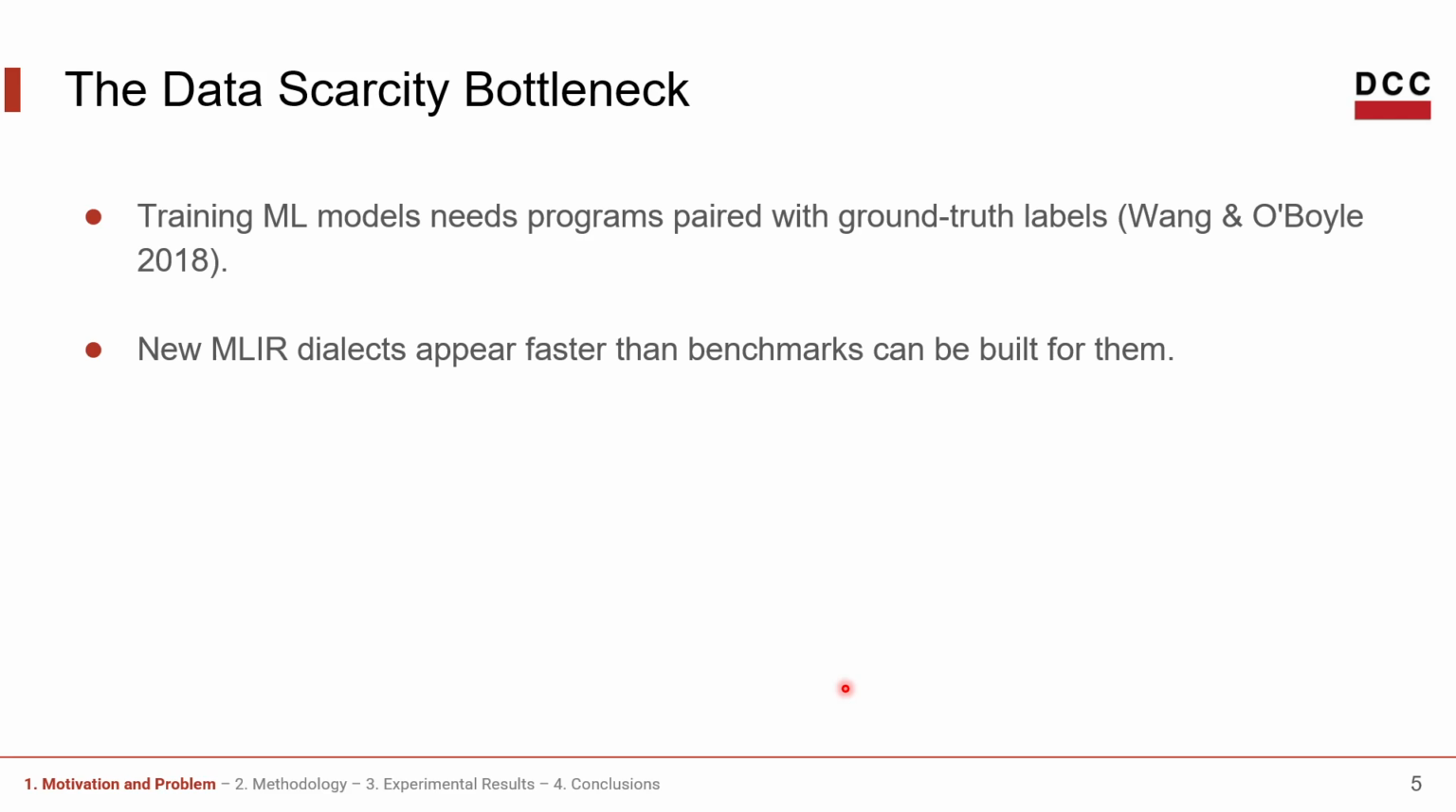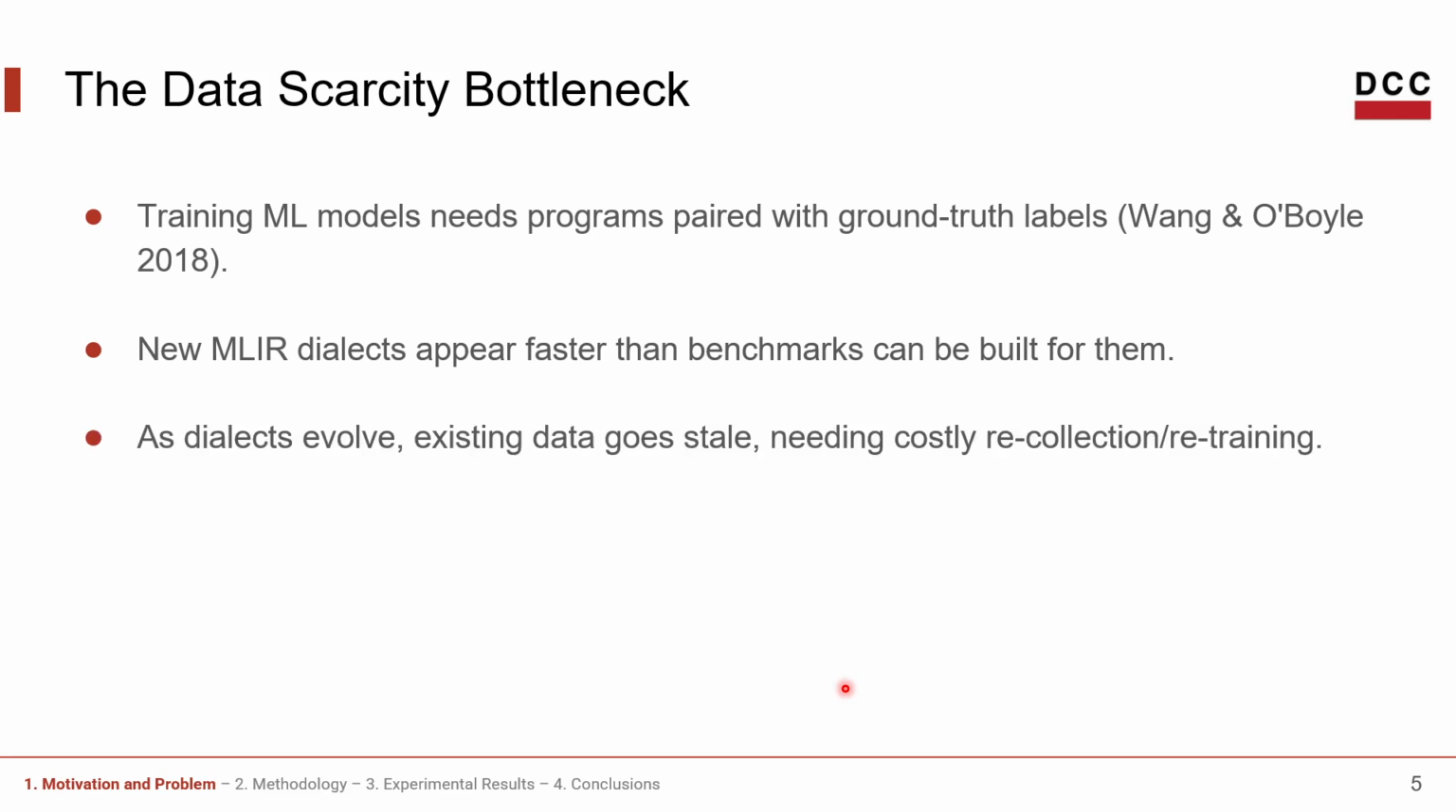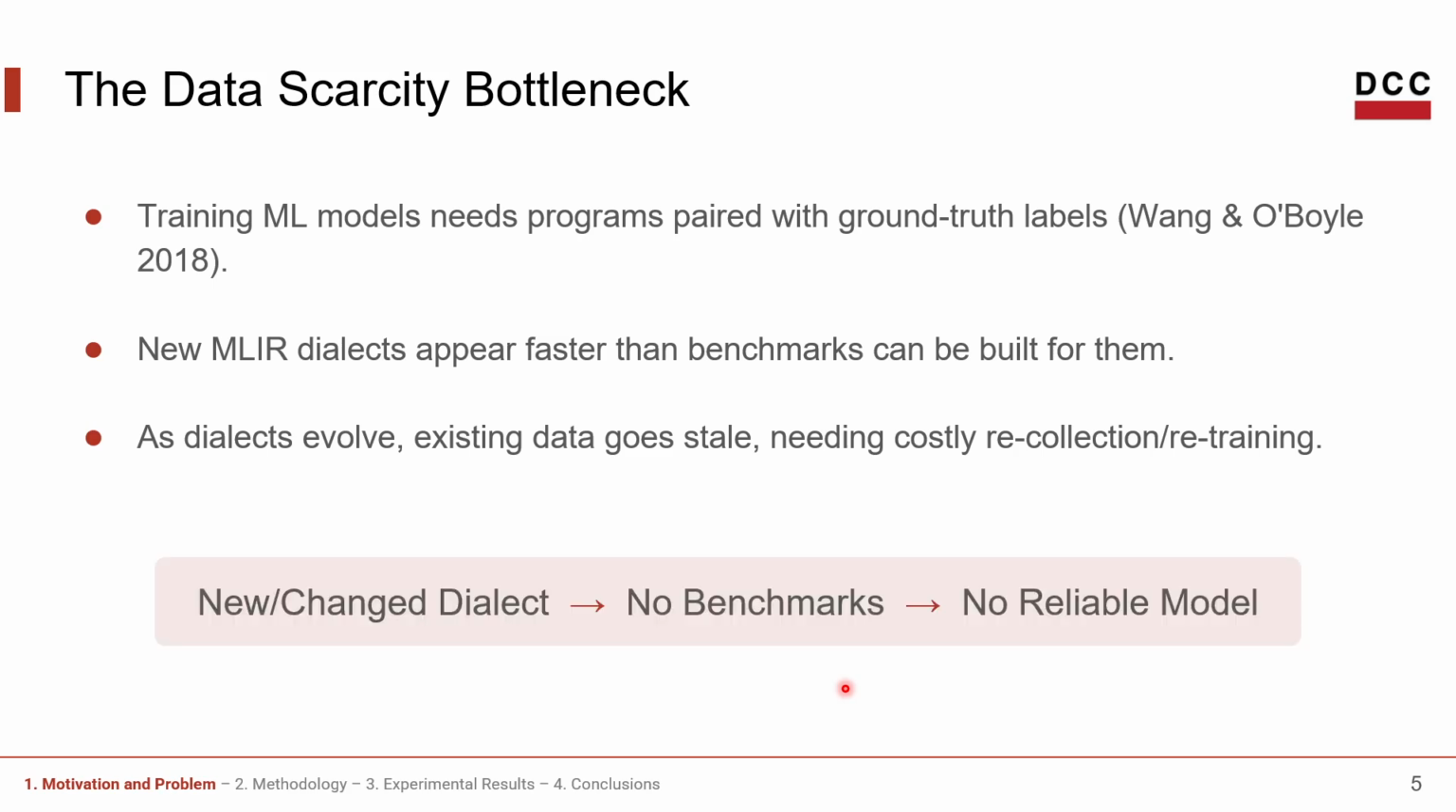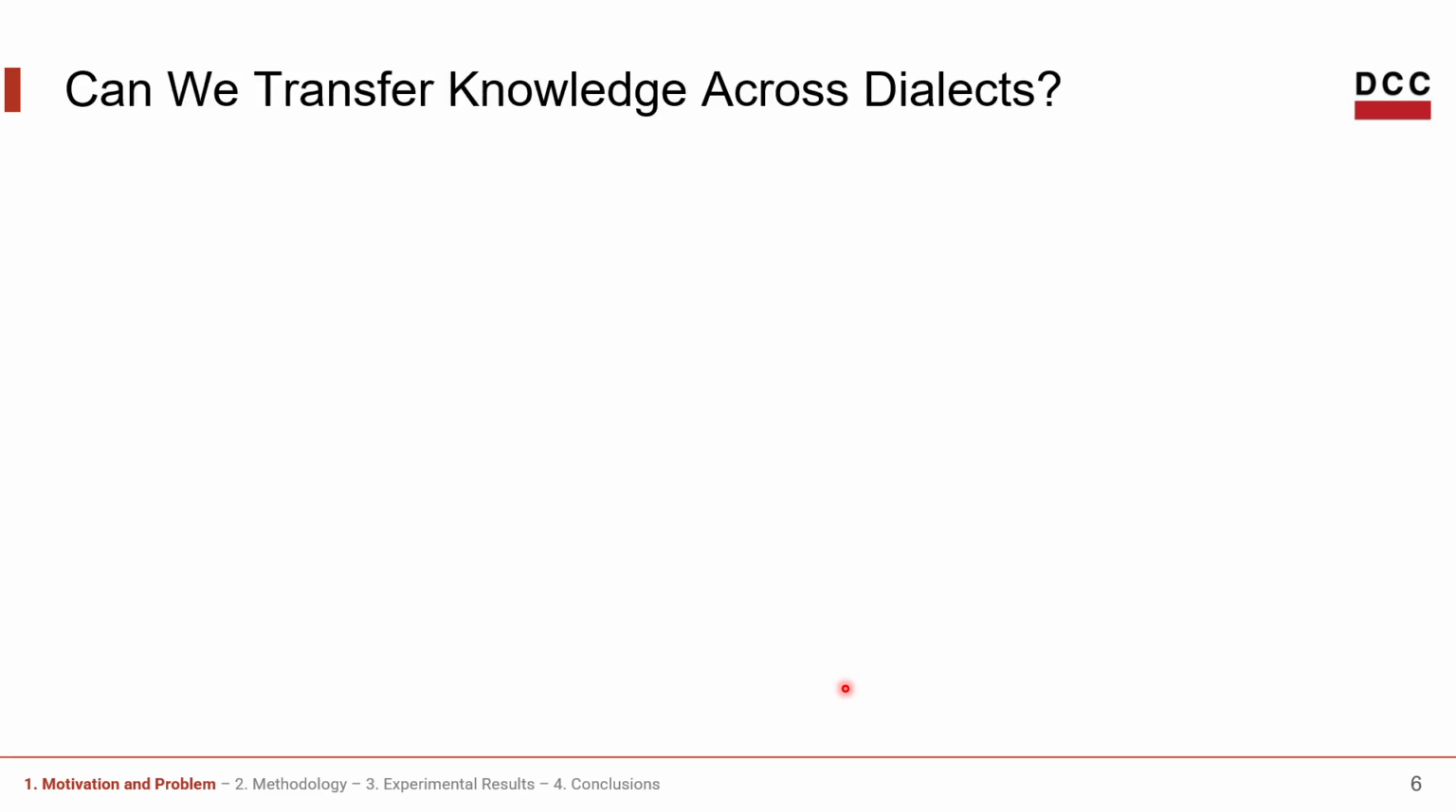But not only that, these dialects can evolve quite quickly as well, which means that both the data existing for them and also the models that were trained using that data can end up not being fit anymore. So you end up in the scenario where a new dialect emerges or an existing dialect is changed and you don't have proper benchmarks for it anymore, which means you end up with no reliable model that can be applied to them.